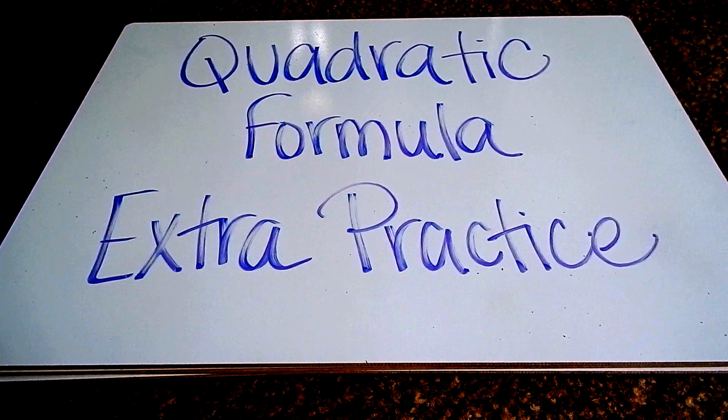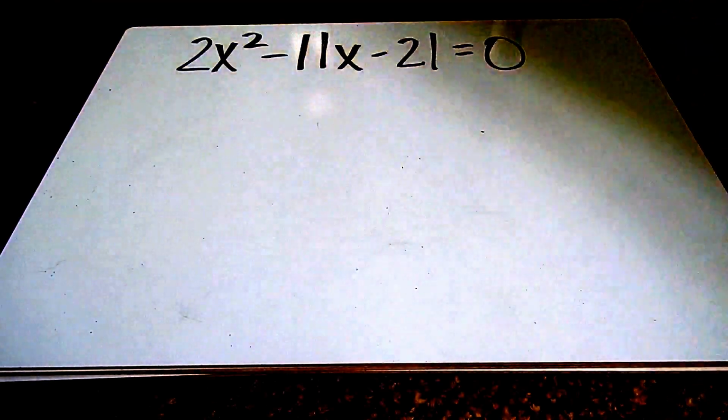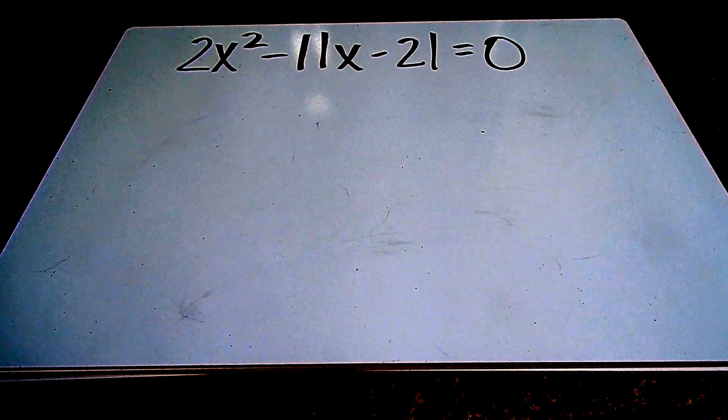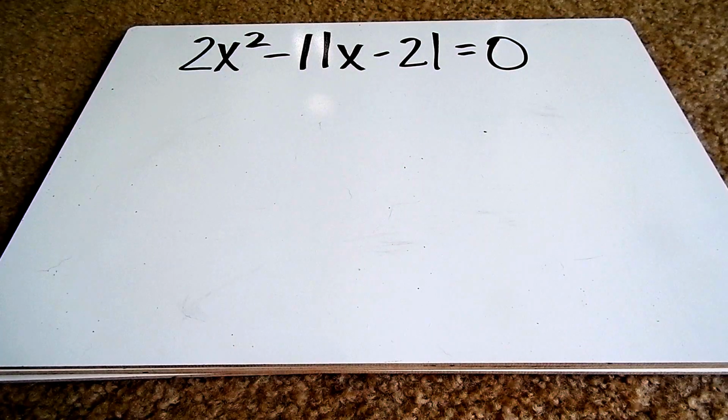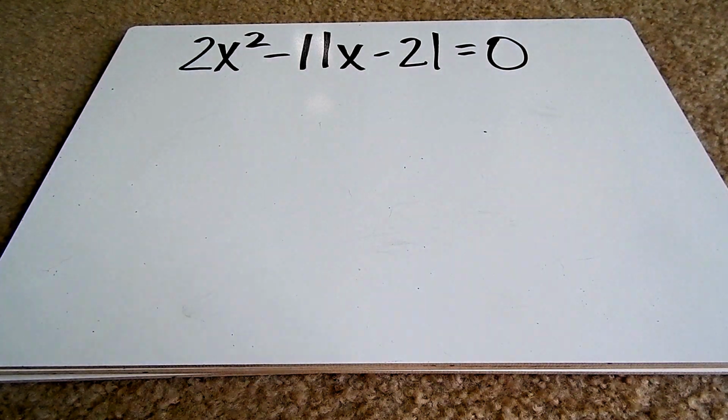Today's lesson will be over the quadratic formula, just some extra practice. Remember, when we're solving quadratic equations, our quadratic equation always has to be equal to 0. In this case, it already is. So our next step is to go ahead and label our a, b, and c values.